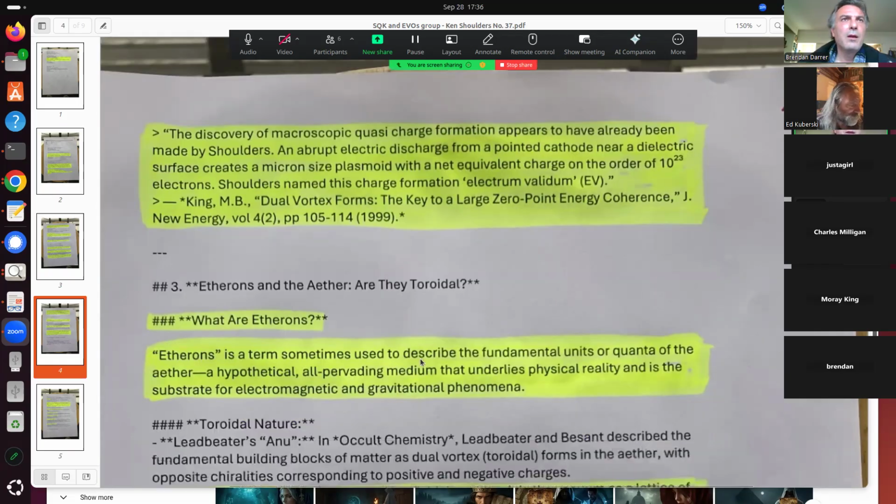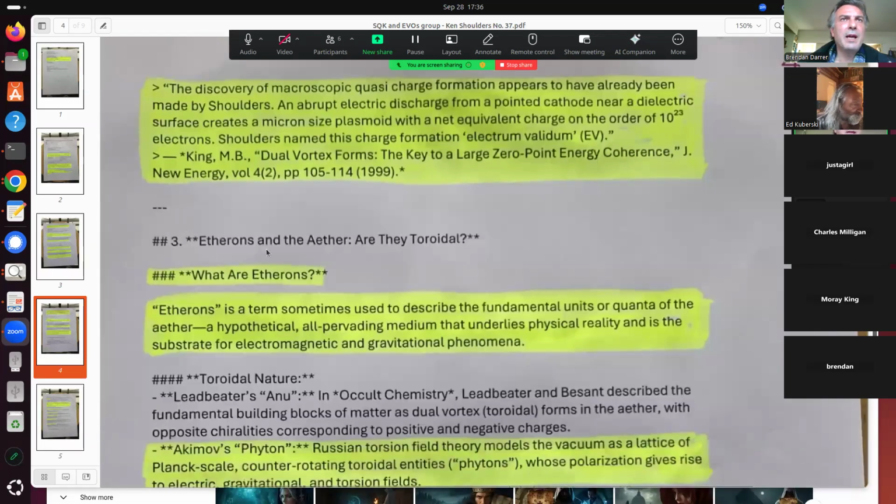Number 3, etherons and the ether. Are they toroidal? What are etherons? Etherons is a term sometimes used to describe the fundamental units, or quanta, of the ether, a hypothetical all-pervading medium that underlies physical reality and is the substrate for electromagnetic and gravitational phenomena.